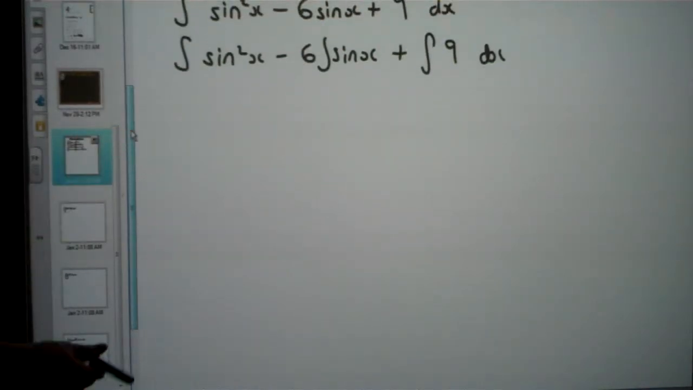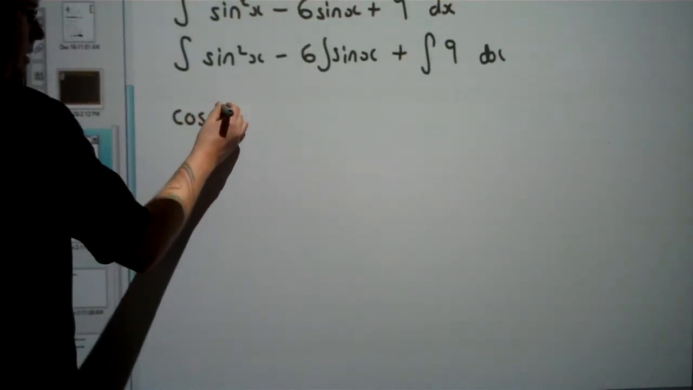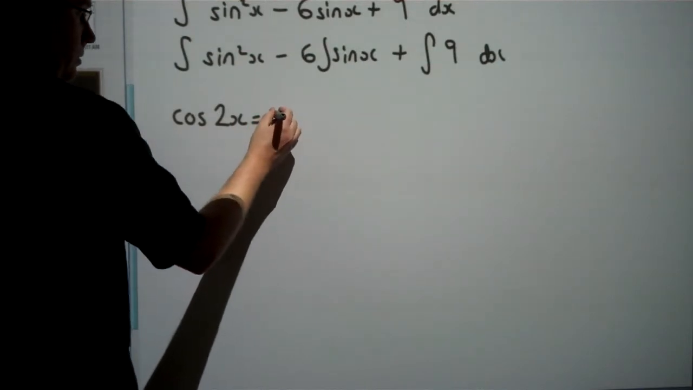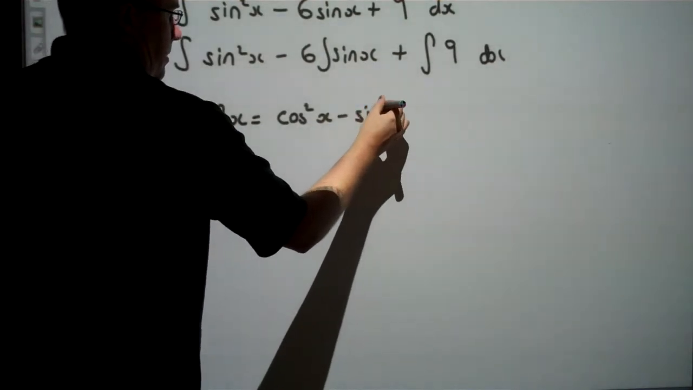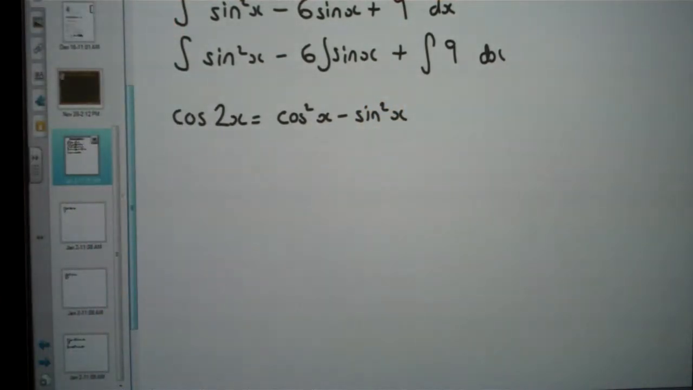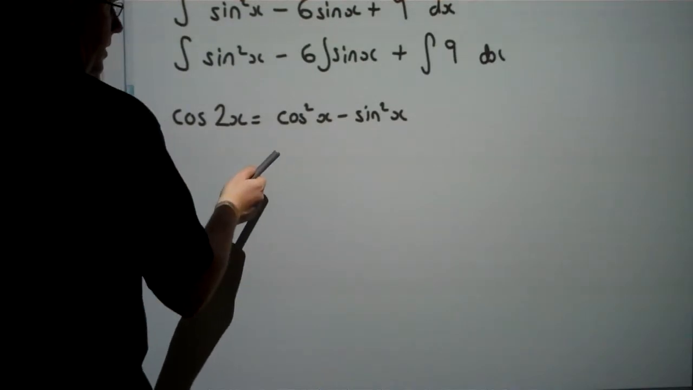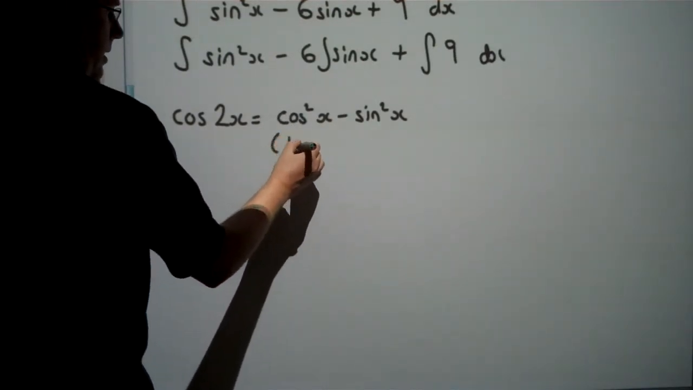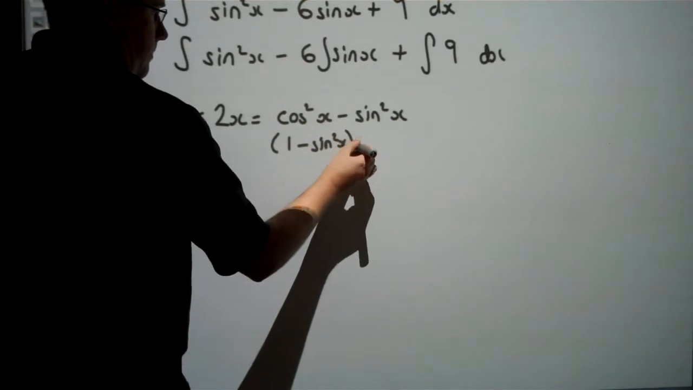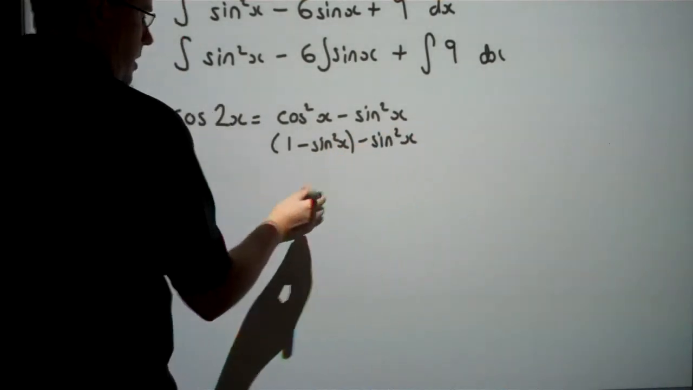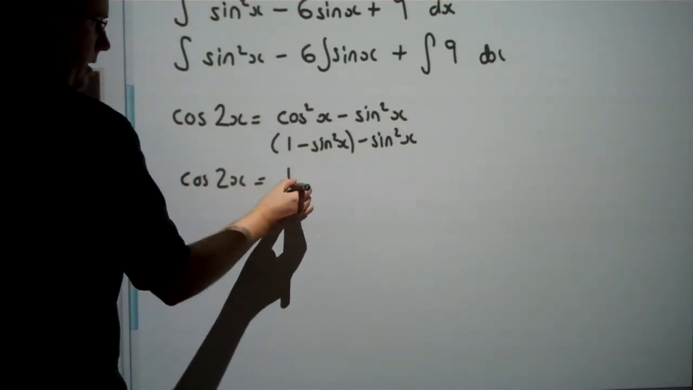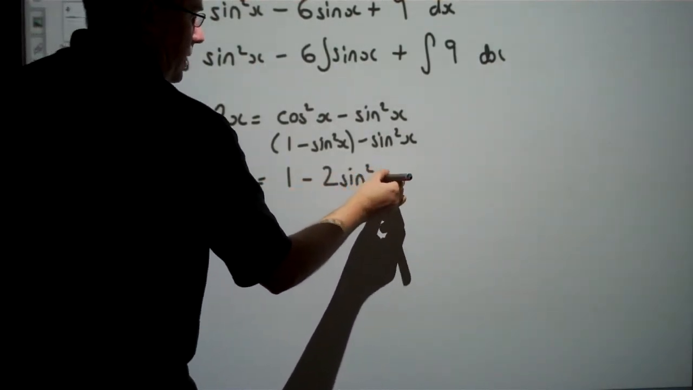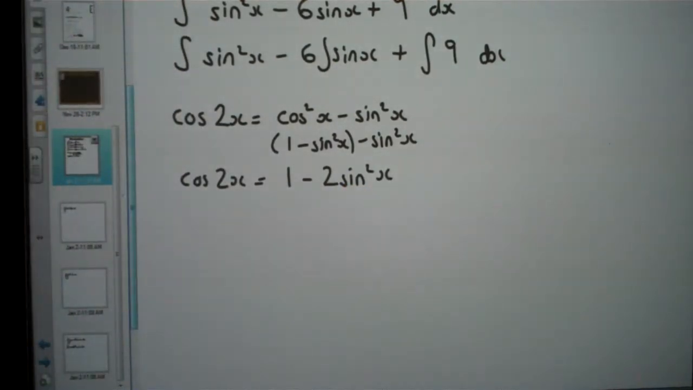So this is where we're actually going to need to use an identity. So the identity we're going to use is this one. Cosine 2x equals cosine squared x minus sine squared x, which is on your formula sheet. Or there's different variations of this formula as well, because cosine squared is 1 minus sine squared x. Therefore, if we simplify this, we could say that cosine 2x equals 1 minus 2 sine squared x. And that's also on your formula sheet for the ACE exam.